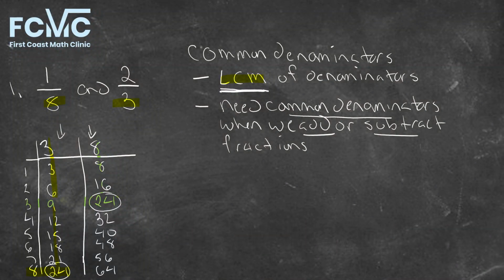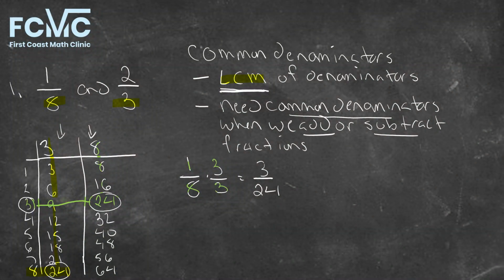Well, how do we get that then in our fraction? So let's take our 1/8. And what do we multiply 8 by to get our common denominator? We multiply by 3. So we're going to multiply by 3 over 3, and we get 3 over 24. And when we multiply fractions, we multiply straight across: numerator times numerator, denominator times denominator.